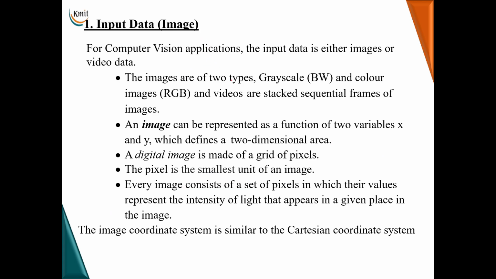Here images are of two types. We'll talk about grayscale images as well as colored images, which are nothing but RGB, red, green and blue images. An image can be represented as a function of two variables x and y in a two-dimensional area. And a digital image is made up of grids of pixel values. These are the grids for image data, and each box represents a pixel value, and that pixel value is nothing but the intensity of that particular image.